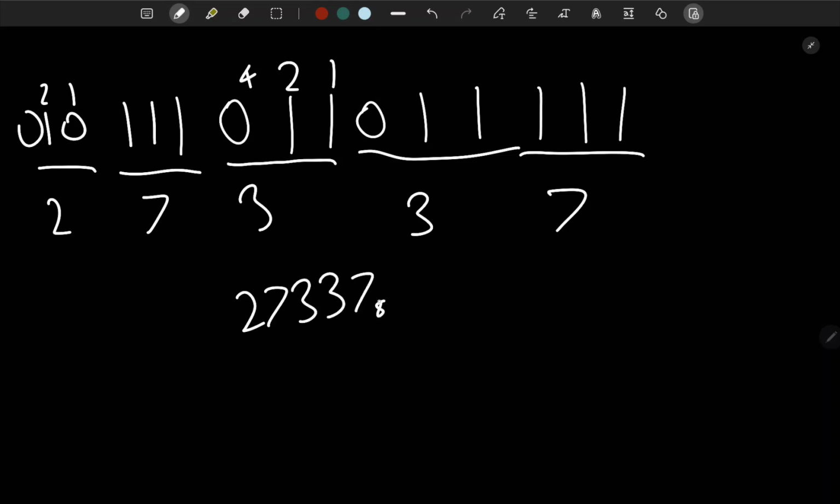You don't need to include this 8, by the way. It's just your choice to indicate that this is an octal number, because if you write a decimal number, this could also be a decimal number if you just leave it like this, and it could be a 10. So it's just best practice to write that 8. Anyways, so this is it.